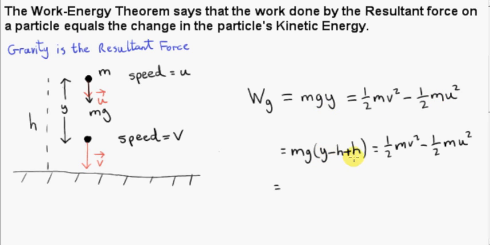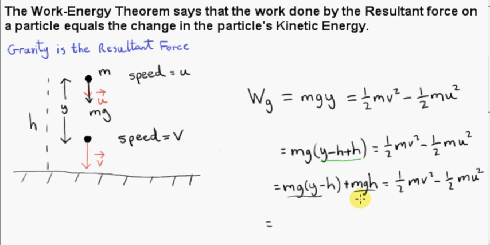Now, in this line here, I've just replaced y with y minus h plus h. We subtract h from y and we add h back on, so we haven't changed anything. We have effectively added 0 onto y. Next we multiply mg by y minus h, and then we multiply mg by h. So we get two terms here which are potential energies. We will see this more clearly in a second.